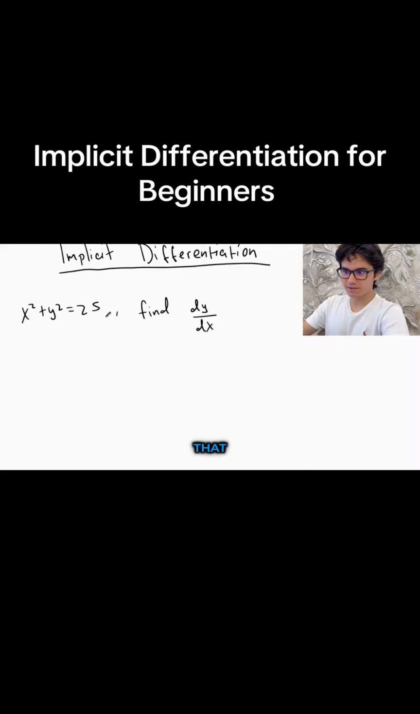Immediately, we can tell that this is an equation of a circle, and we're being told to find dy over dx, meaning the expression for the gradient of the circle at any given point x. So let's go ahead and find dy over dx.